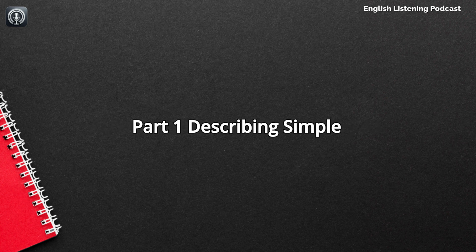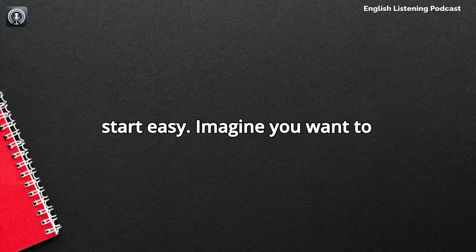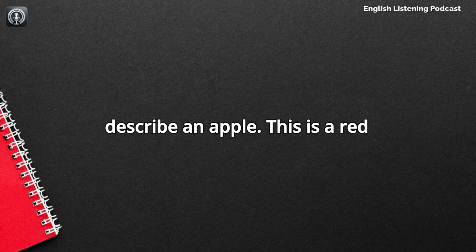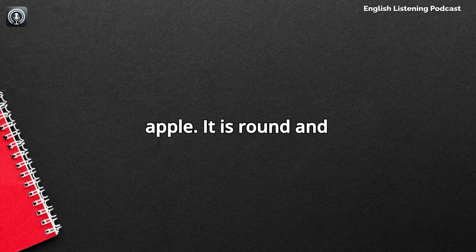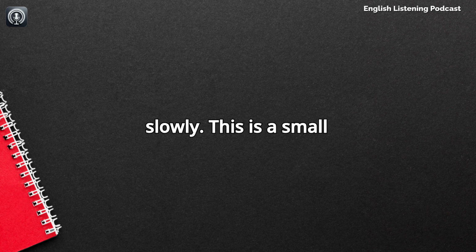Part 1. Describing simple objects. Beginner. Let's start easy. Imagine you want to describe an apple. This is a red apple. It is round and shiny. I eat it for breakfast. Now shadow me slowly. This is a small notebook.